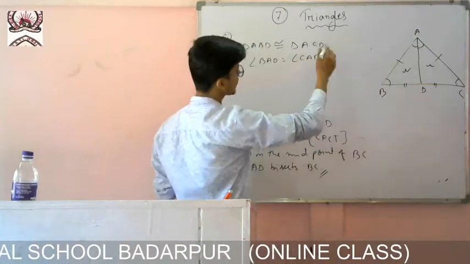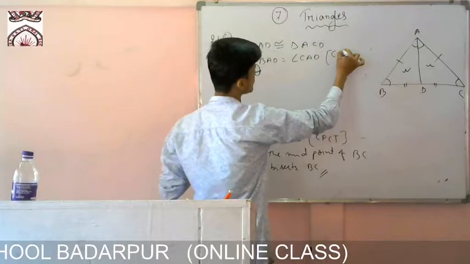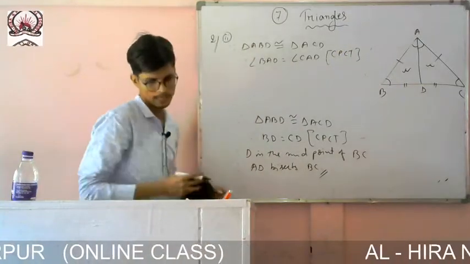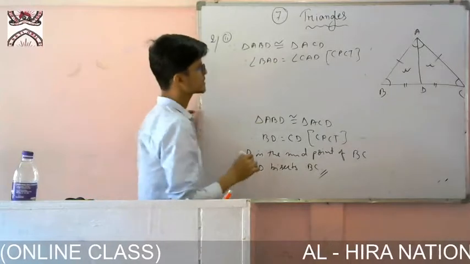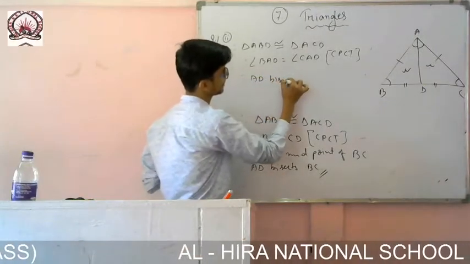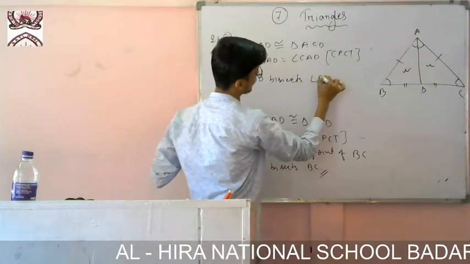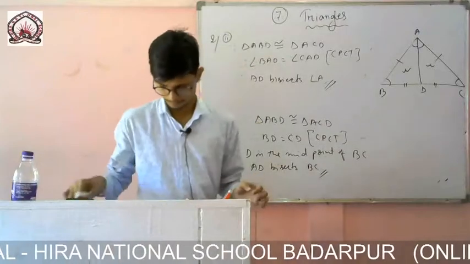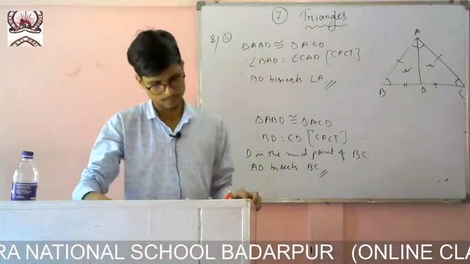Angle BAD is equal to angle CAD. Reason will be CPCT. If these two angles are equal, then I can say that AD bisects angle A. So therefore AD bisects angle A.